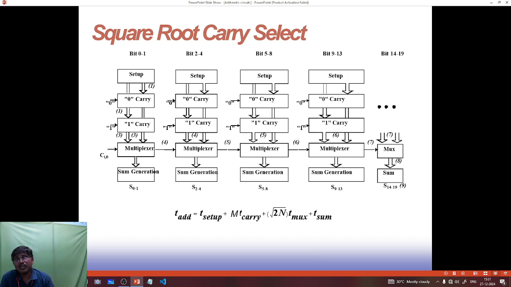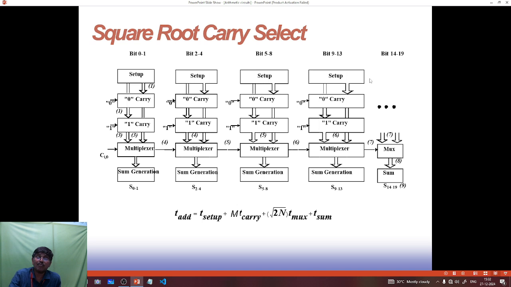So here it is somewhat different from the carry select adder. Here the system consists of the first block of 2 bits, then 3 bits, again 4 bits, then 5 bits. So the number of bits in the blocks will gradually increase. The first block is considered as 2 bits, the second block consists of 3 bits, the third block consists of 4 bits, and the fourth block consists of 5 bits.